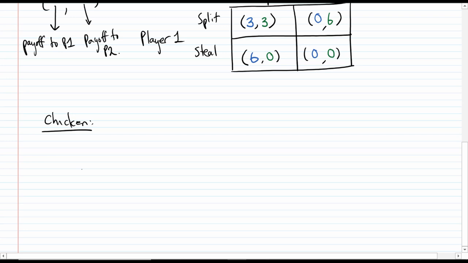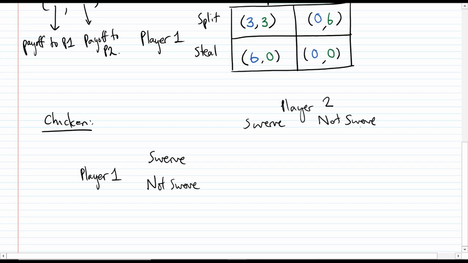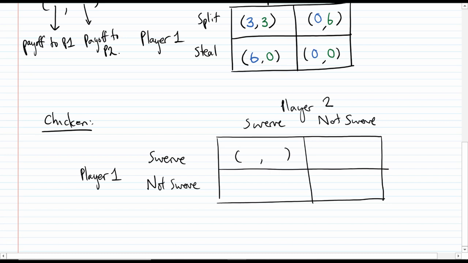Player one could either swerve or not swerve. And player two could either swerve or not swerve. And what were the payoffs if they both swerved? It was just 6 and 6. If both of them chose not to swerve, they would crash and get a payout of 0 and 0.